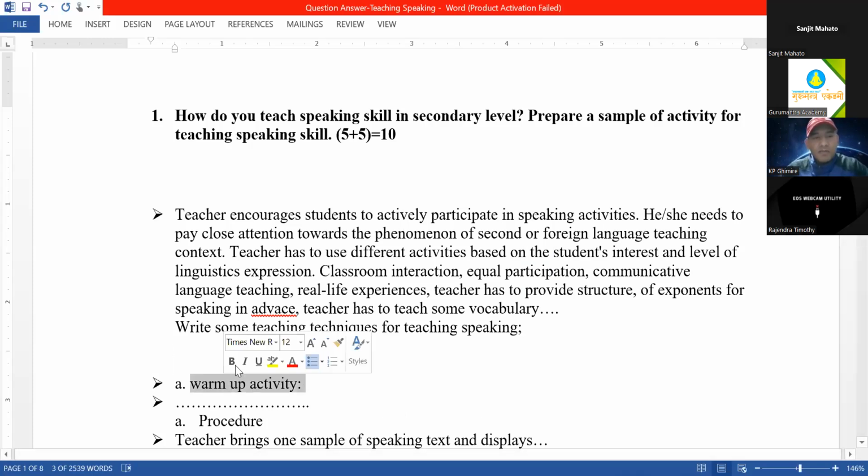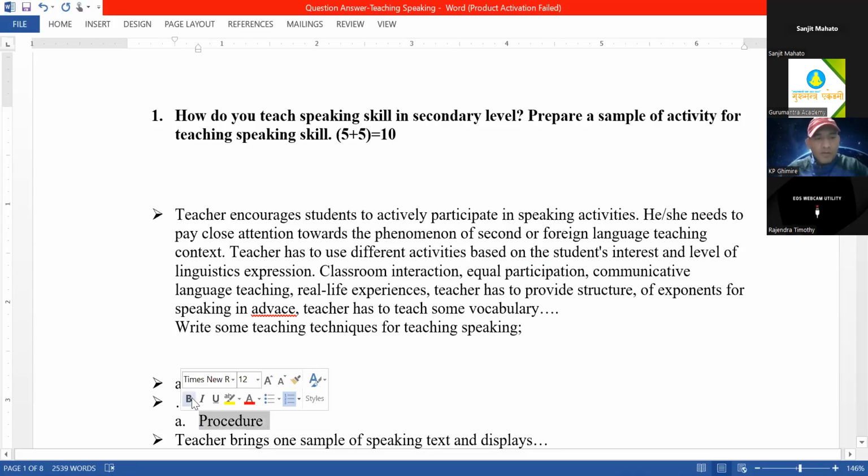Your first warm-up activity means shortly. For example, so what warm-up activity involves? So warm-up activity means just 2-5 minutes activity we employ in the classroom.